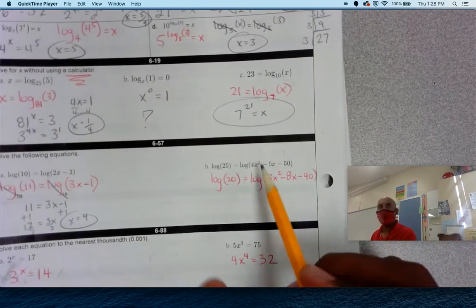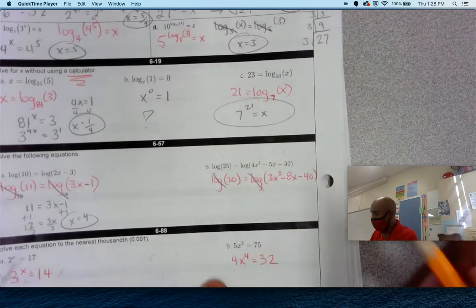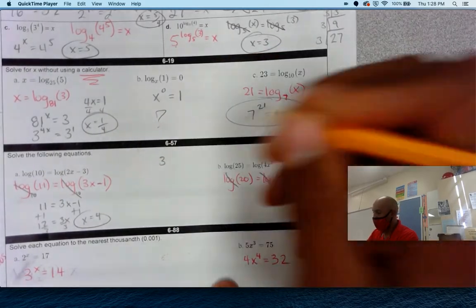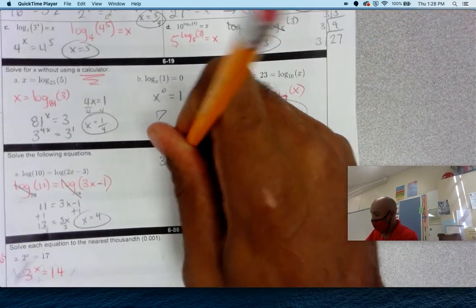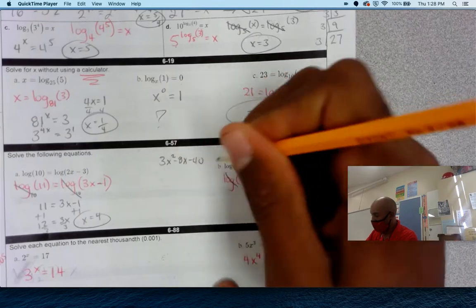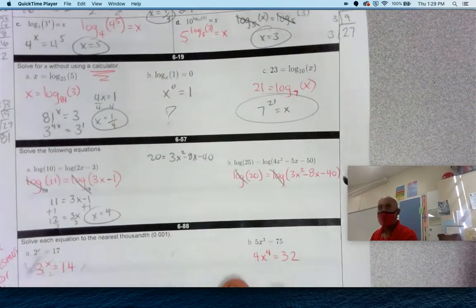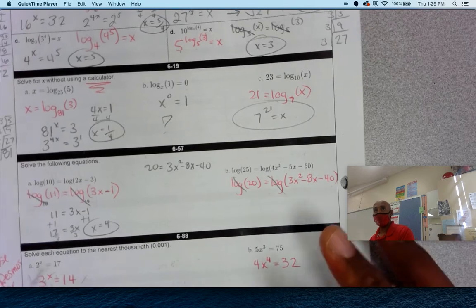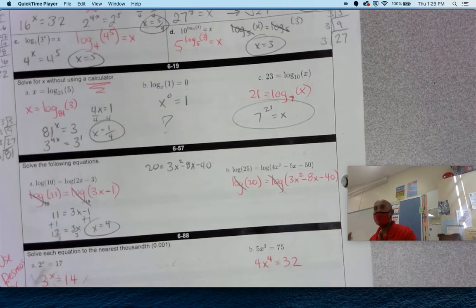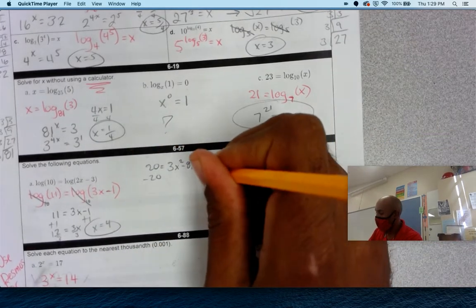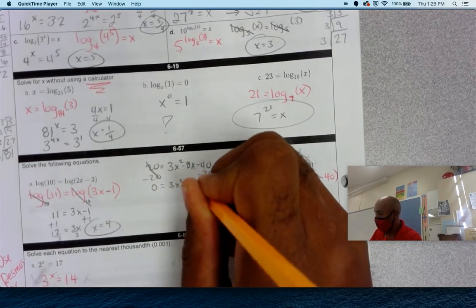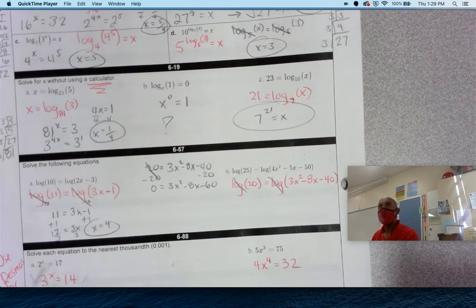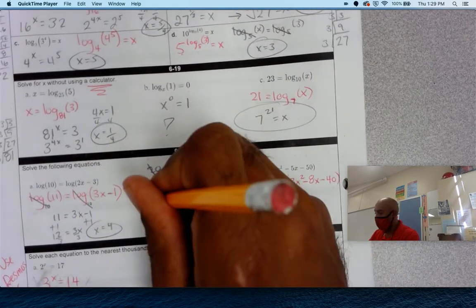Okay, same thing over here. Logs are the same. I'm going to set this up over here just to give myself a little bit more room. And now 3x squared minus 8x minus 40. That's equal to 20. Now notice I have a square term in there, which means I'm about to solve it like a quadratic. I'm going to factor it, make it equal to 0. So here, subtract 20 from both sides. 0 equals 3x squared minus 8x minus 60. Okay, so now I want to factor this out.